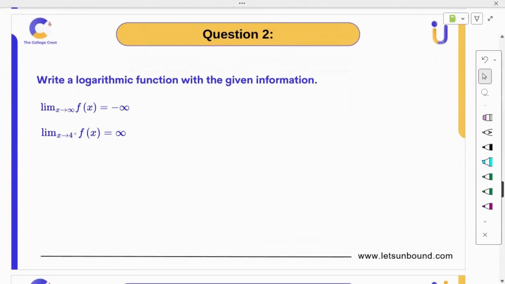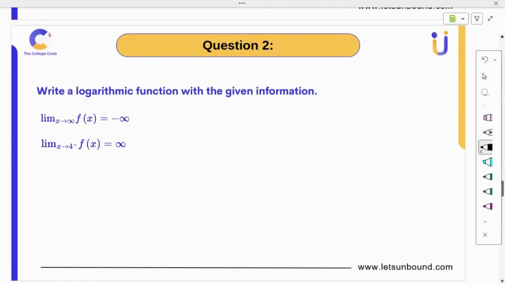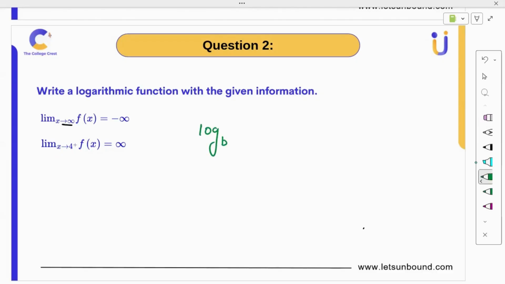And question number 2: write a logarithmic function with the given information. As x approaches 4 from the right side, it goes to negative infinity. Okay, that is this right side. And to the right side of 4, it goes to plus infinity. This is your 4. How can I do this? Let's see. X equals 4 means this condition will come from the domain. So log base b, your vertical asymptote will come from this factor. So you can use x minus 4.